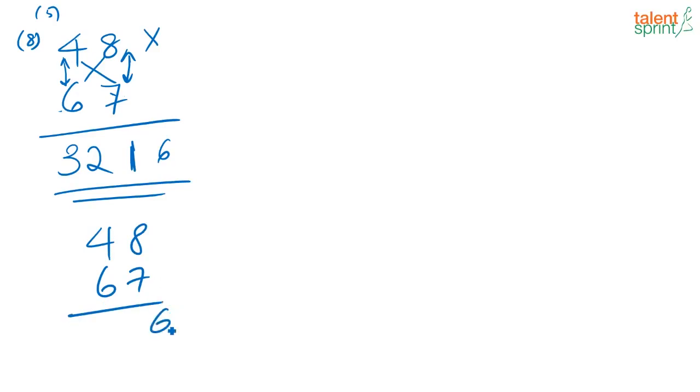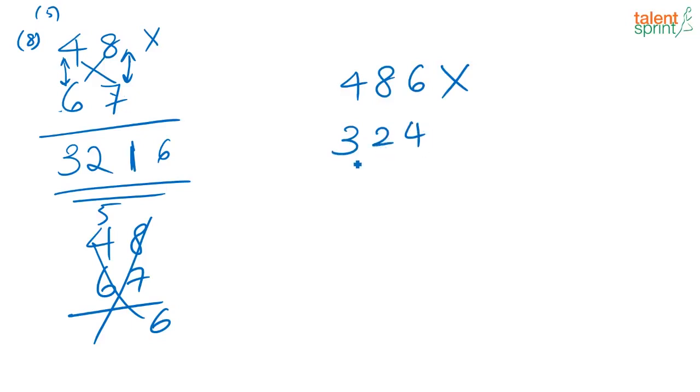You have to first of all write 6, 5 carry over, 7 4s are 28, time consuming. This is definitely better than this method. Okay, now let us try to do multiplication of 3 digit numbers. Let us say if your multiplication was 486 into 324.